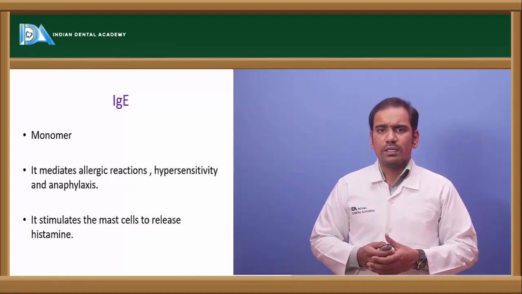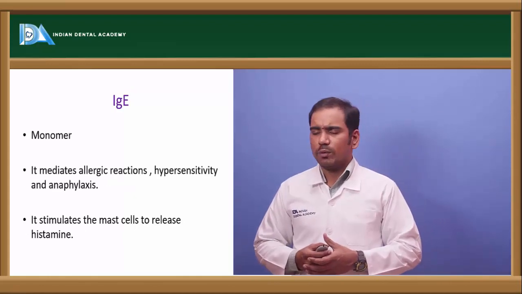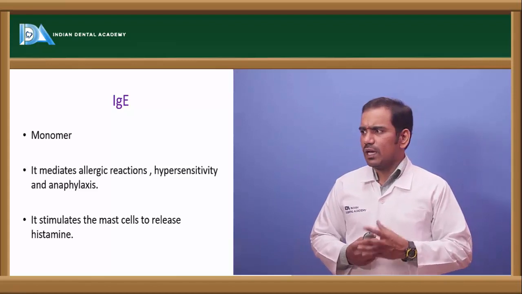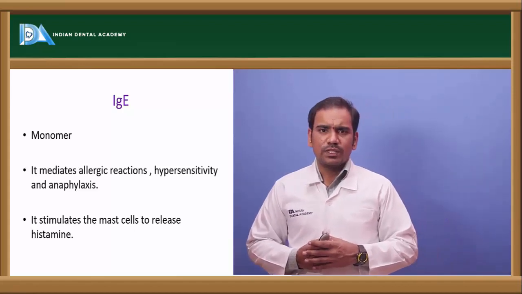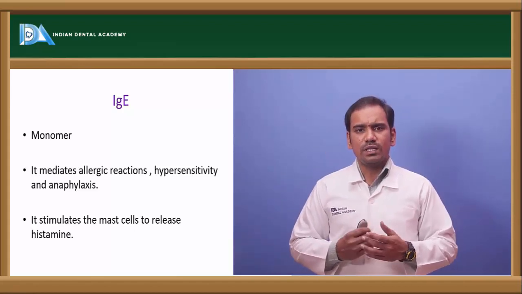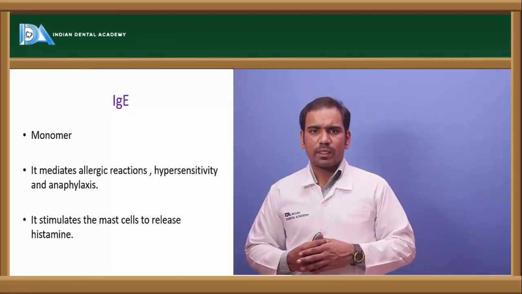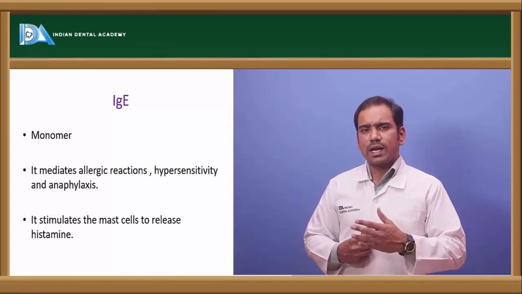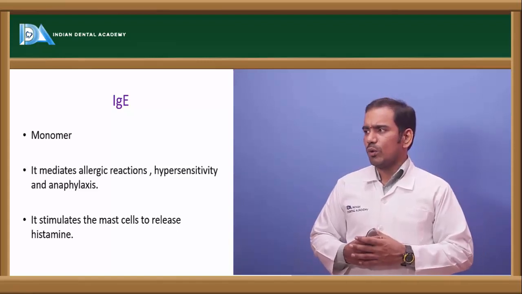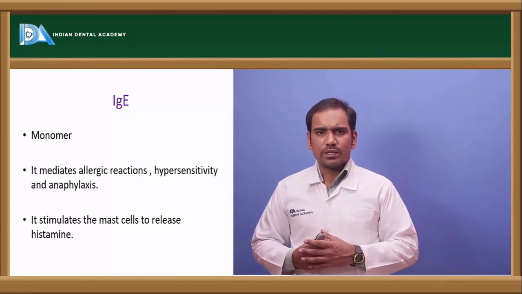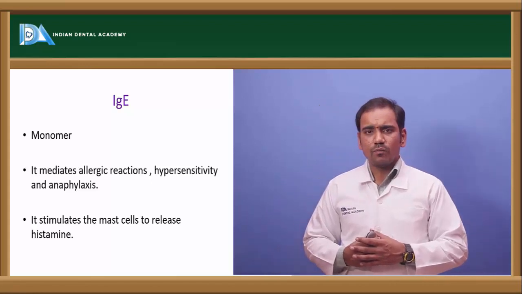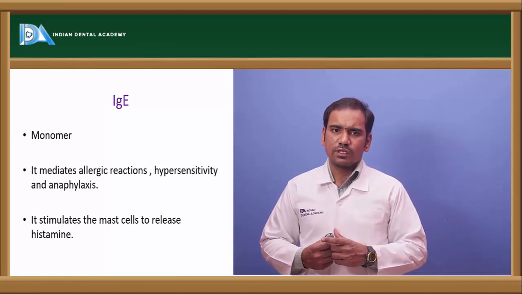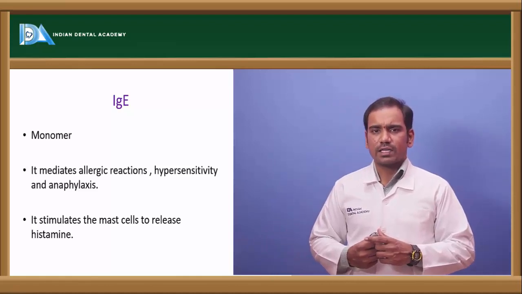Coming to the IgE immunoglobulin, it is a monomer. It has only a single Y-shaped unit. And coming to its function, this IgE is involved in the mediation of allergic reactions, anaphylactic reactions. In all those reactions, this immunoglobulin IgE is involved. So hypersensitive reactions. So this mediates all those reactions: allergic reactions, hypersensitivity, and the anaphylactic reactions.